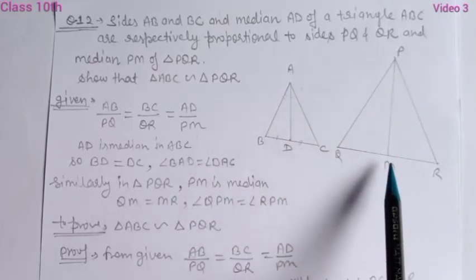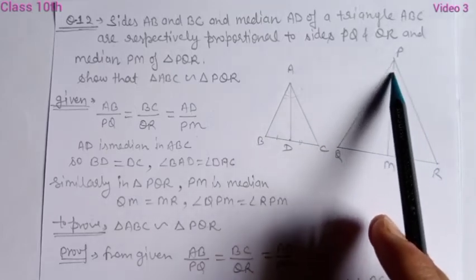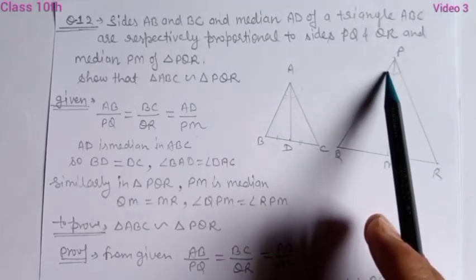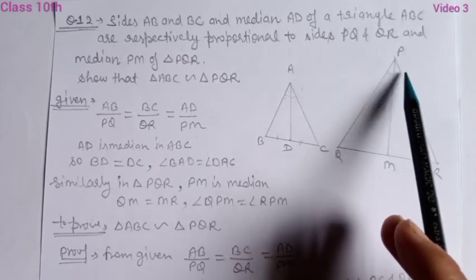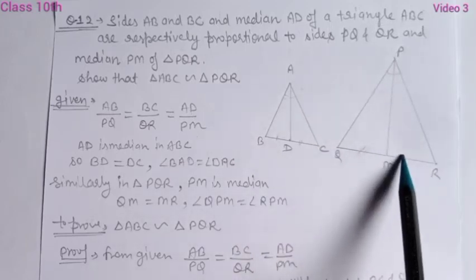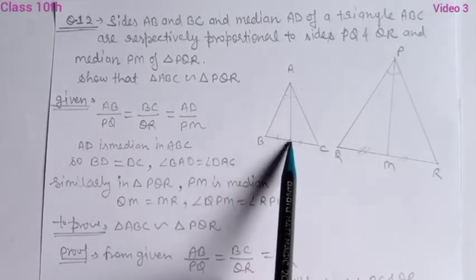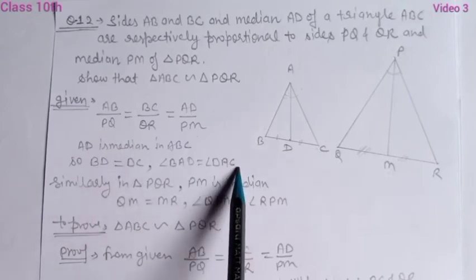In a similar way, PM is a median, so the median divides angle P into two equal parts, we can say it bisects angle P. Similarly, this side is equal to this side, so QM equals MR, and here BD equals DC. So here it is written.